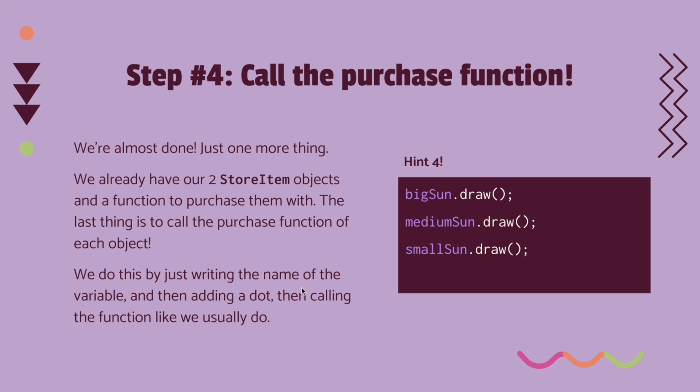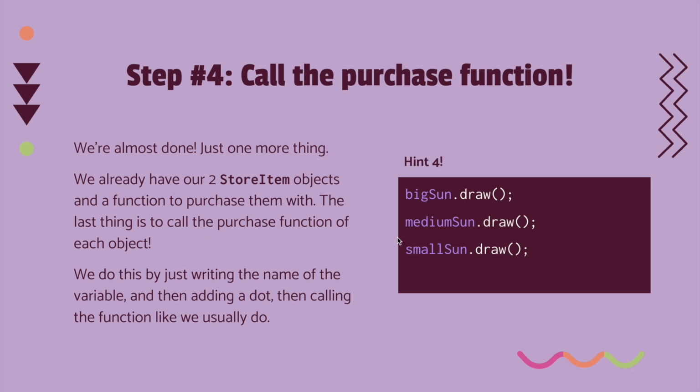Now we will be working on calling the purchase function. We're almost done. We have everything set up, but now we want to make sure that we're calling the purchase function. We already have our two store item objects and a function to purchase them. Now we want to actually call it.